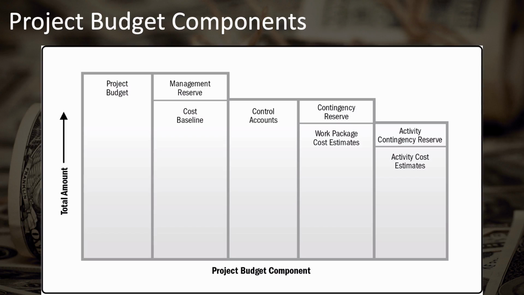Those are then added up to the work package level to provide the work package cost estimates. Here, also at this level, the work packages can have contingency reserves. But again, they should be clearly marked so that it's quite clear how much is the cost estimate for the work package and how much is the contingency reserve for that work package.